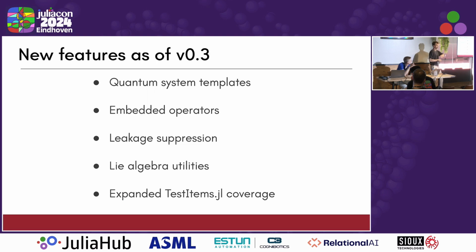Okay, so from last year, we have gone from 0.1 to 0.3. We've added a bunch of new features, including quantum system templates, which lets you create quantum systems in a parameterized way and recreate them with new parameters. Embedded operators for handling the subspace stuff, leakage suppression, and utilities for looking at your Lie algebra space and determining if your problem is controllable, so you can actually reach the goal state you want to get to, which is very cool.